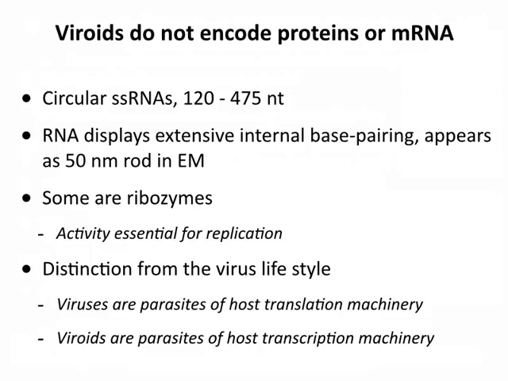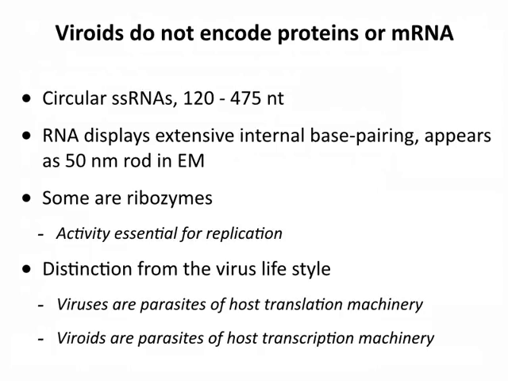So again, they don't encode proteins. They don't encode mRNA. They're just an RNA molecule. Again, they're circular. They range in size from 120 to 475 nucleotides. The RNA is extensively base paired, as I'll show you in a moment. And some of these viroids encode what we call a ribozyme. I shouldn't say encode, because encode suggests protein. A ribozyme is an RNA enzyme. It's an RNA sequence that can cleave itself. All right? It's a relic of the RNA world when there weren't proteins, and RNAs had a lot of the activity. So these are different from viruses.